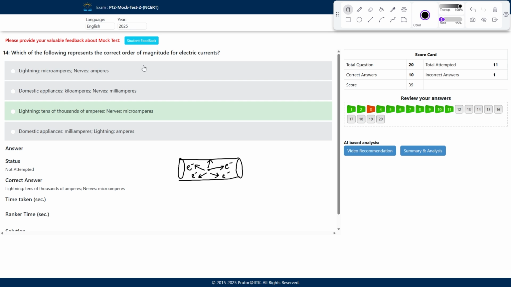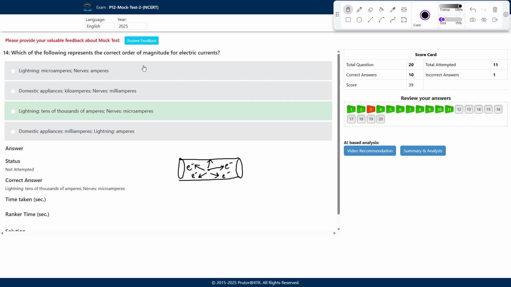Which of the following represents the correct order of magnitude for electric currents? We have discussed at the start of the chapter that in our nerves the current is of the order of microamperes. In our houses the current is of the order of 1 ampere, so it is of order 10 raised to 0 ampere, which means 1 ampere. And for lightning the order of current is tens of thousands of amperes, as we have discussed.